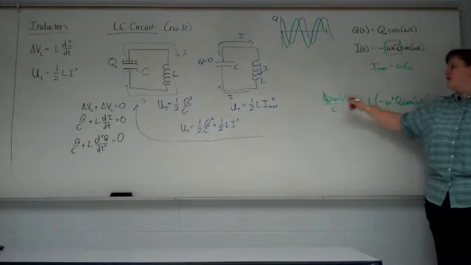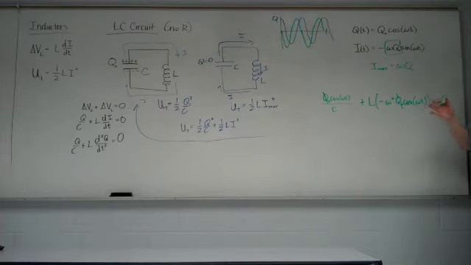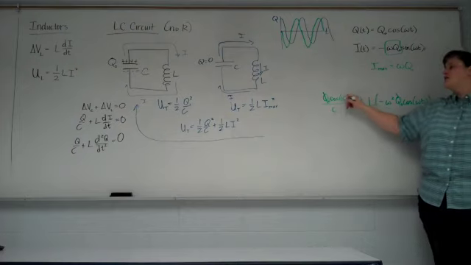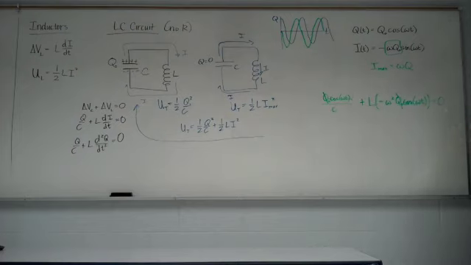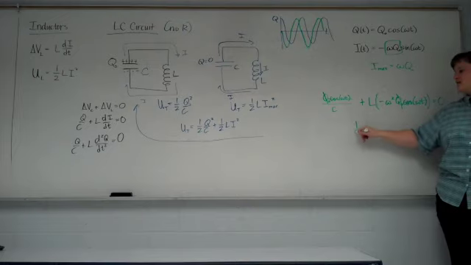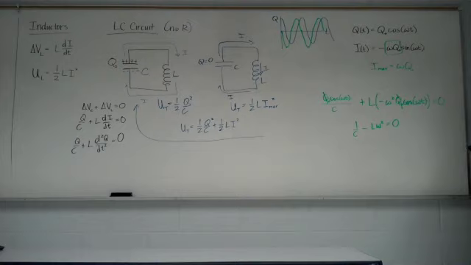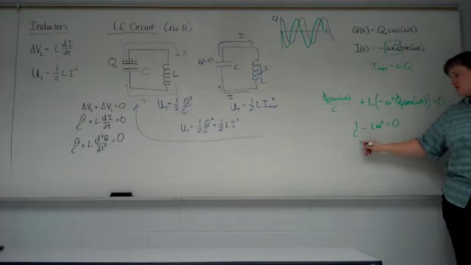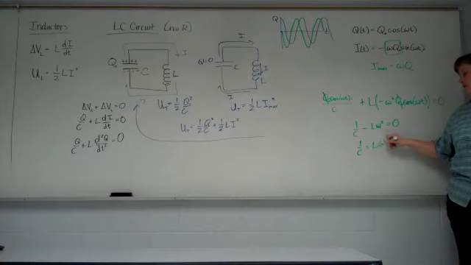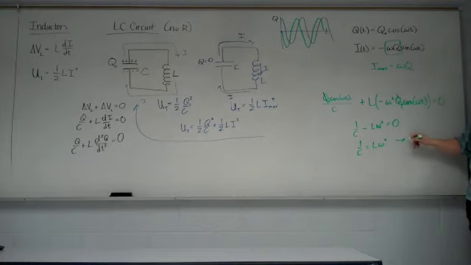There's a Q naught in both terms, so if we divide by Q naught, they're going to cancel out. 0 over Q naught is still 0. There's a cosine omega t in both terms. So we have 1 over C minus L omega squared equal to 0. So 1 over C is equal to L omega squared, or omega is the square root of 1 over LC, which is the same thing as 1 over the square root of LC.